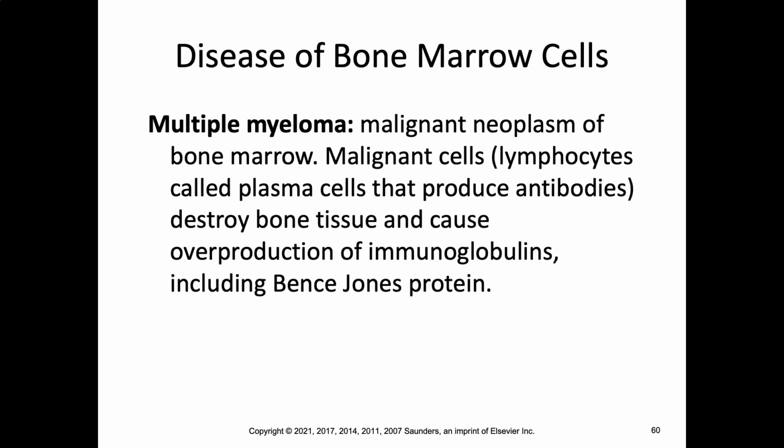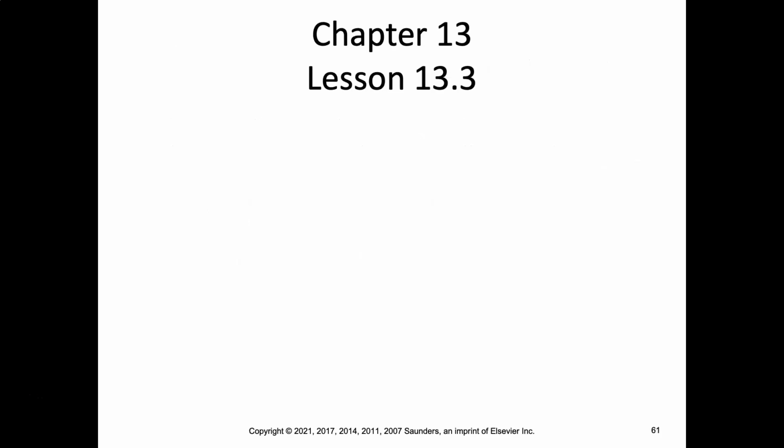Diseases of the bone marrow cells, well, there's something called multiple myeloma, and that's a malignant neoplasm, read cancer there, of the bone marrow. It's where those malignant cells destroy bone tissue and cause overproduction of immunoglobulins. So that's a very unfortunate condition.